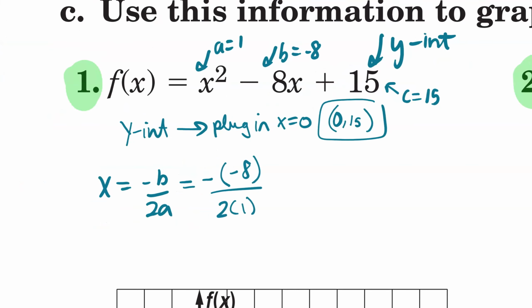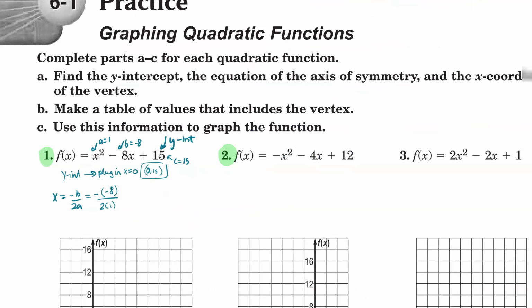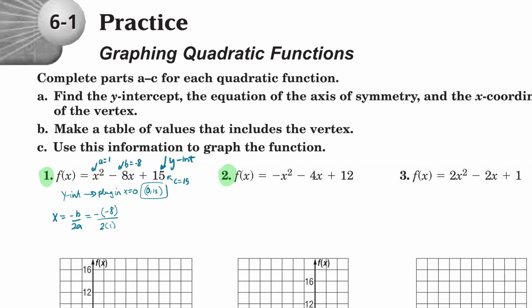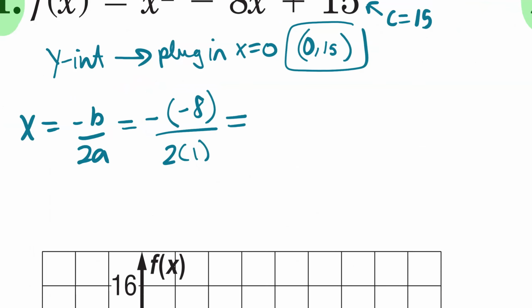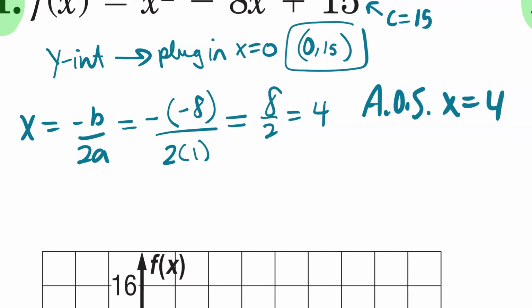Okay, so we're working on chapter 4, 4.1. So we found the y-intercept by plugging in 0 for x. We find the vertex by doing negative b over 2a. So we have 8 over 2, which is 4. So my x value of my vertex is 4. This means the axis of symmetry's equation, well, that's the exact same thing. It's going to be x equals 4.